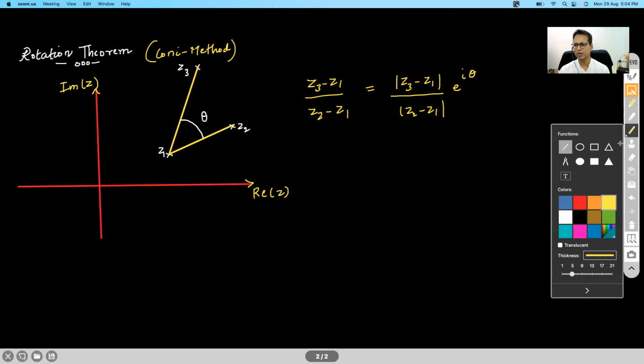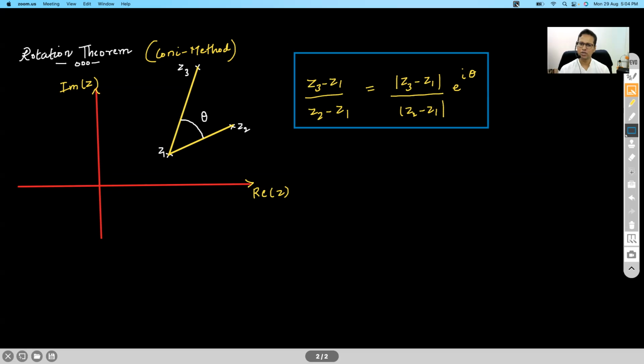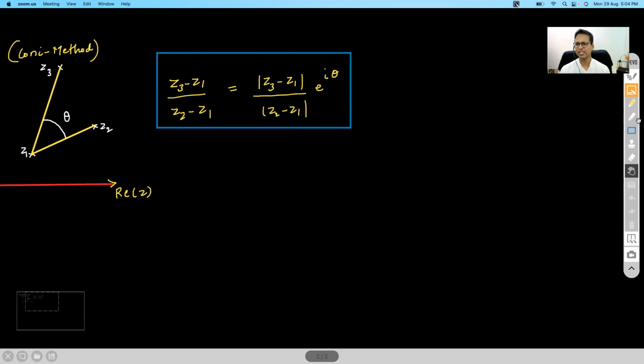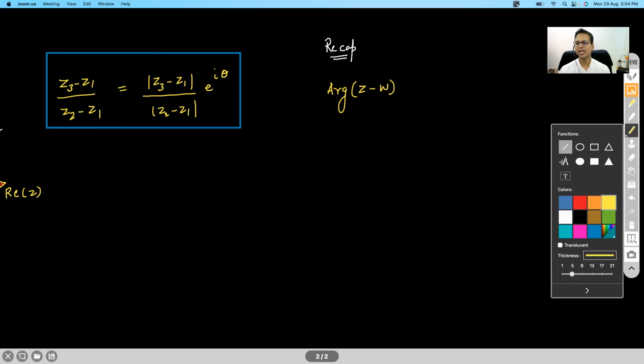So how does this theorem come about? This theorem comes from your very simple understanding of Euler's form and argument of difference of two complex numbers. So on the basis of both these concepts, this theorem is evolved. Let us quickly revise. Let's quickly recap: how do we find argument of difference of two complex numbers? Let's say I have two complex numbers, Z and W.